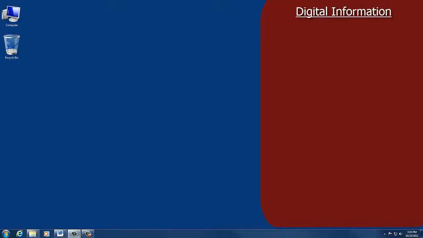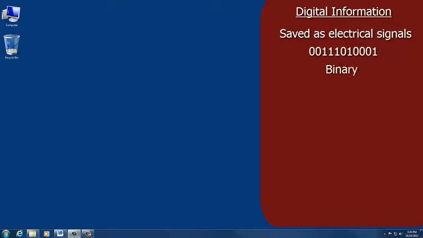All of the information that is stored, accessed, or manipulated on a computer is digital. Digital information is saved as electrical signals, which are represented as zeros and ones. This combination of zeros and ones is called binary. Whenever you hear the term binary, you can think of it as digital encoding.